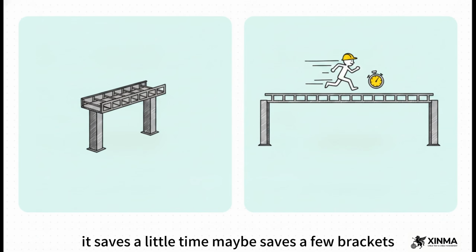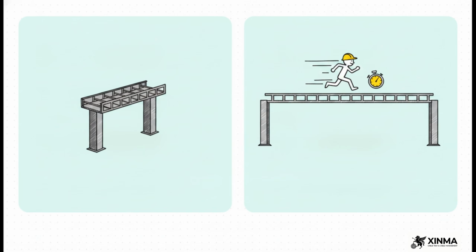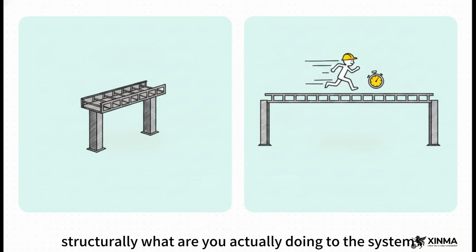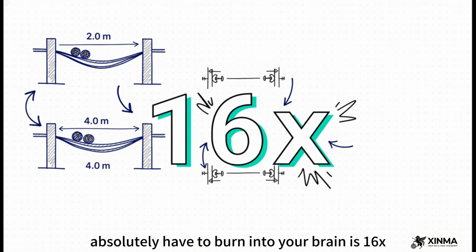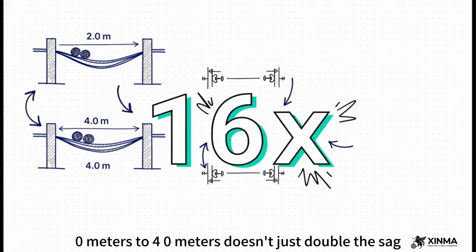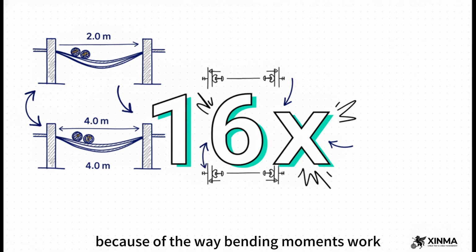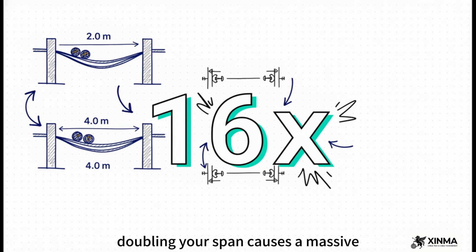It saves a little time, maybe saves a few brackets. But as any veteran engineer will tell you, structural integrity isn't about guessing. It's about unforgiving math. Structurally, what are you actually doing to the system when you stretch that span? The critical number you absolutely have to burn into your brain is 16x. Doubling the span from 2.0 meters to 4.0 meters doesn't just double the sag. Because of the way bending moments work in structural mechanics, doubling your span causes a massive 16-fold increase in deflection.